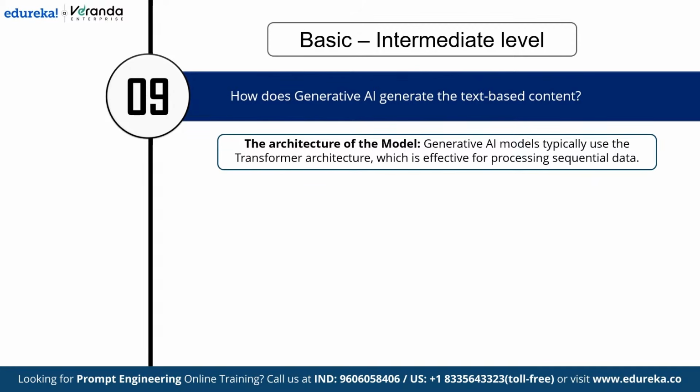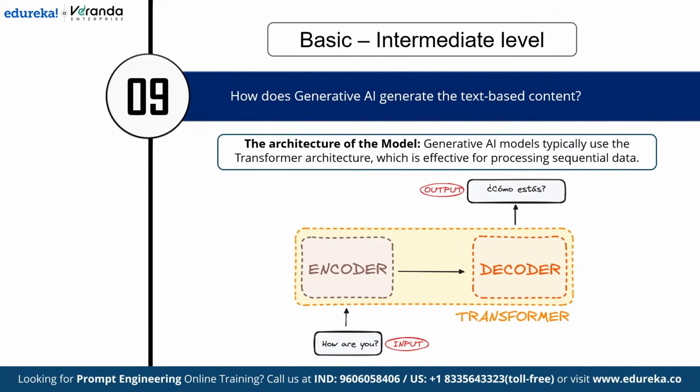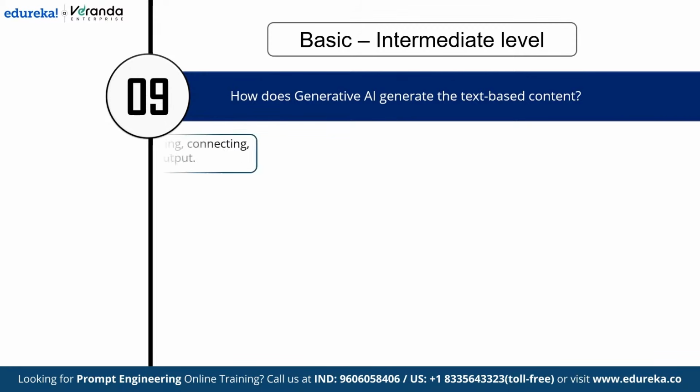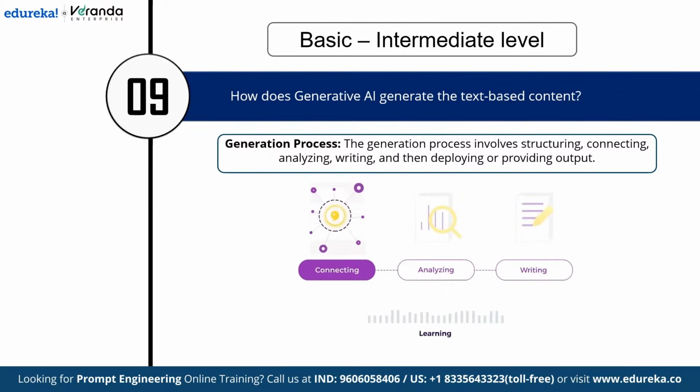Next, the architecture of the model. Generative AI models are built on the transformer architecture, a highly effective framework for processing sequential data. It leverages mechanisms like self-attention to understand context and relationships within text, enabling tasks such as language generation and comprehension. Next, generating responses. The generation process involves multiple stages, including structuring ideas, connecting relevant information, analyzing data, writing coherent content, and finally delivering the output in a meaningful and usable form.